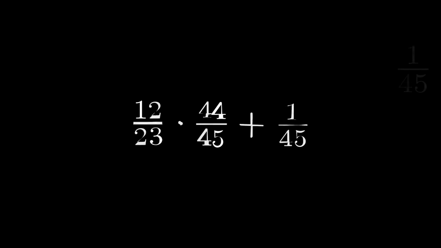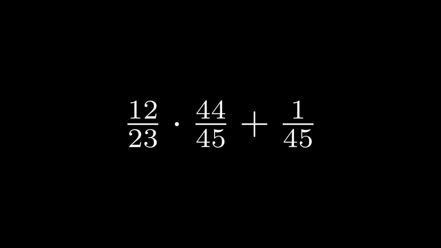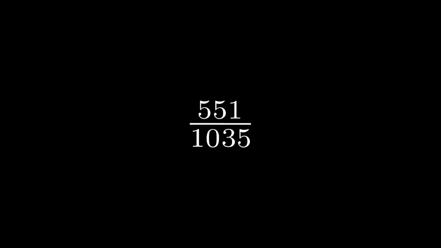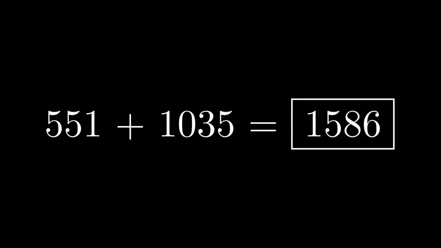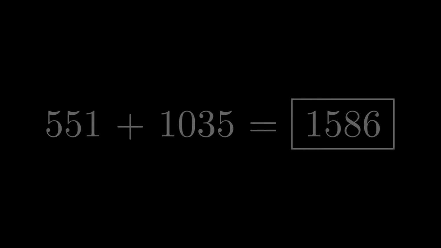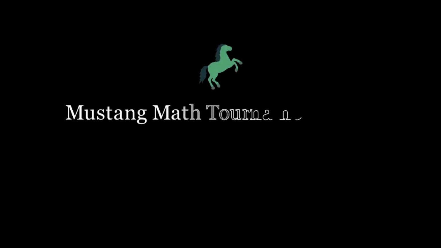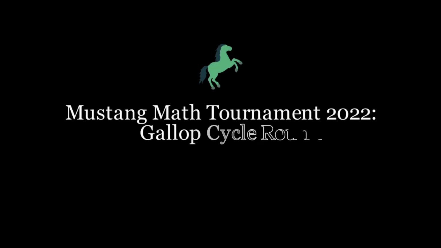Now, let's combine these two cases and get the final probability of 1 over 45 from the first case, plus 44 over 45, which is the probability of the second case happening, multiplied by 12 over 23. This will compute to 551 over 1035. Because the question asked for the numerator plus the denominator, this will give us our final answer of 1586.